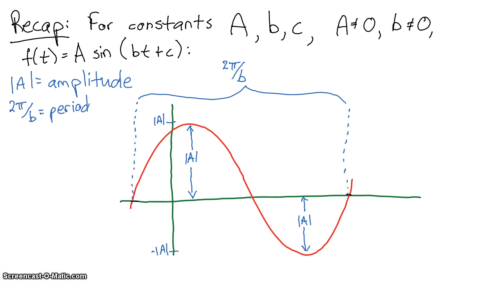And then c is going to give you a phase shift combined with b. If there's no c, then b doesn't really phase shift at all. But if there is a c, then you have to take the b into account. And that's how far the graph shifts to the left or the right. You can always figure out what it is by looking at where the graph is 0. If I look at this 0 right here, that's going to be at negative c over b.